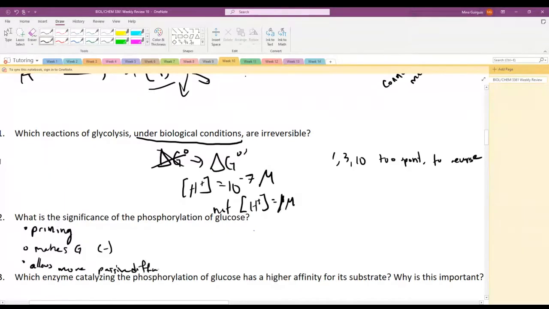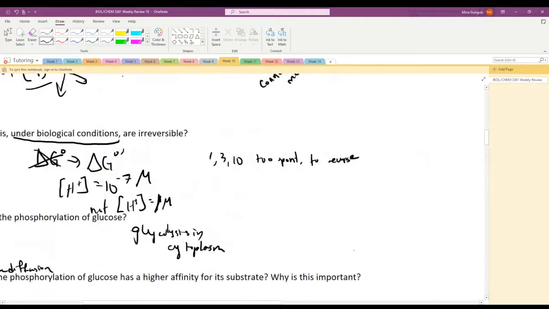All right, so let's think about this in terms of what's actually happening. First, let's make sure we know where glucose is going to be phosphorylated, and where glycolysis is going to happen. Glycolysis happens in the cytoplasm of the cell.